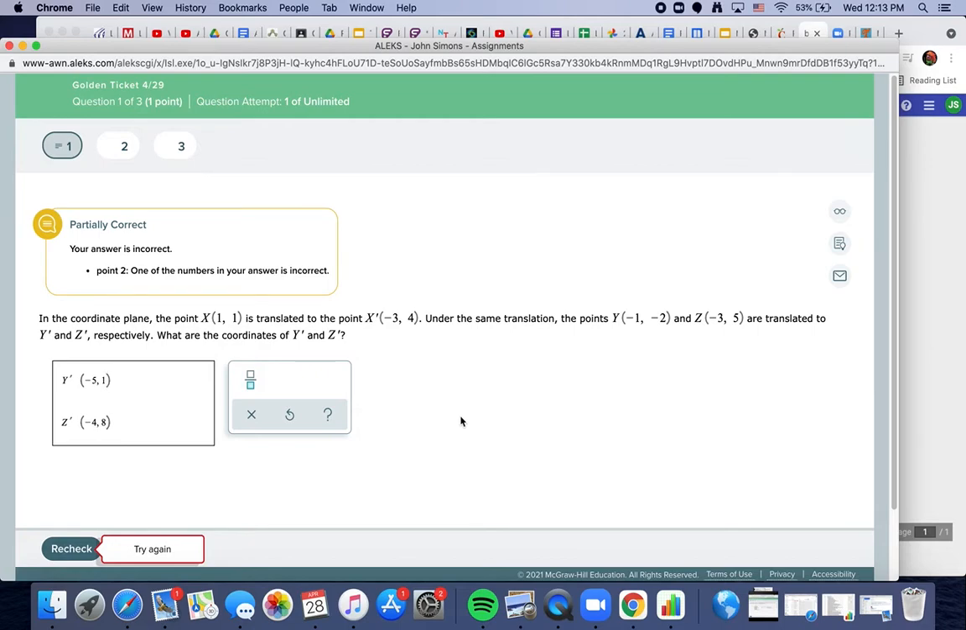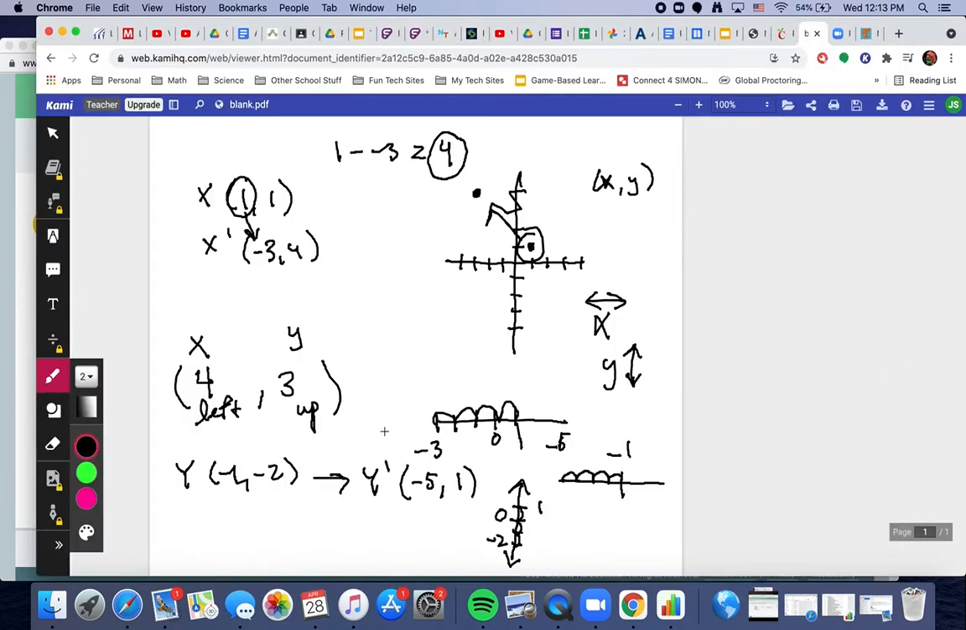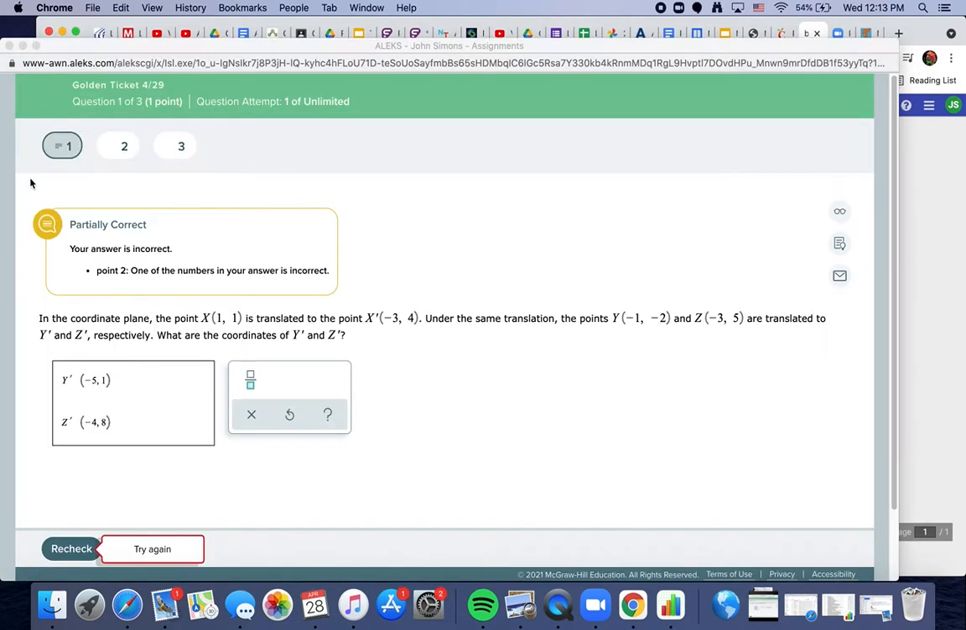Partially correct. What did Mr. Simons do wrong? Mr. Simons probably wrote something wrong, and that's totally fine. Let's figure out what I did. So let's look at y first. So we got -1. It goes over 4 units to the left, which would put us at that. And then we said we were going 3 units up. So that one looks good to me. And then this one, -3, puts me at 4. And then 5 puts me at 8.